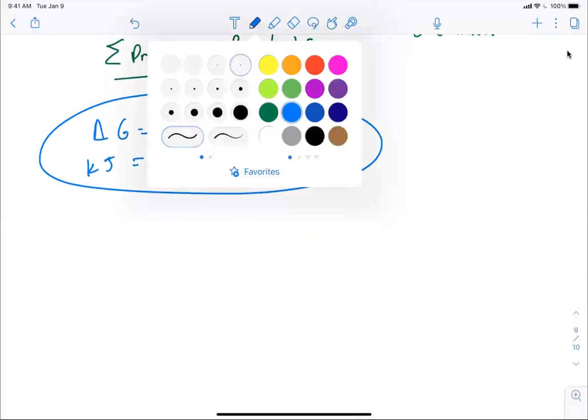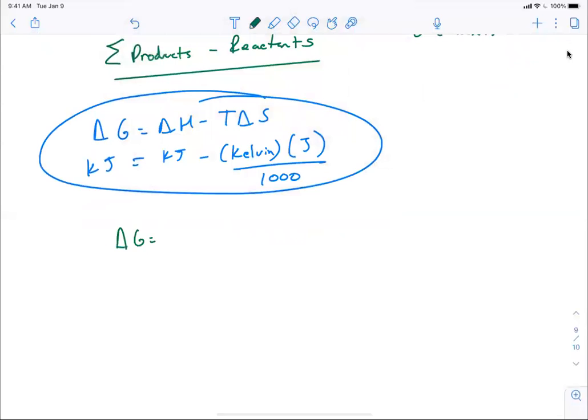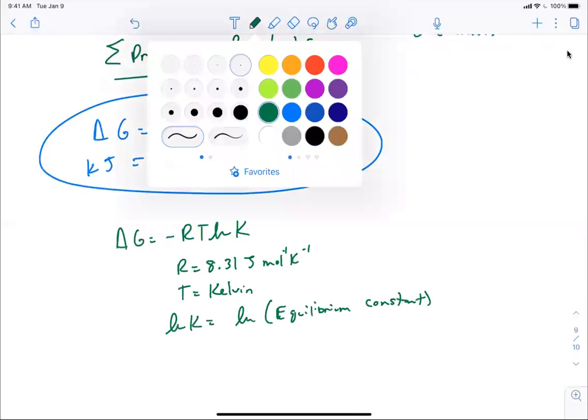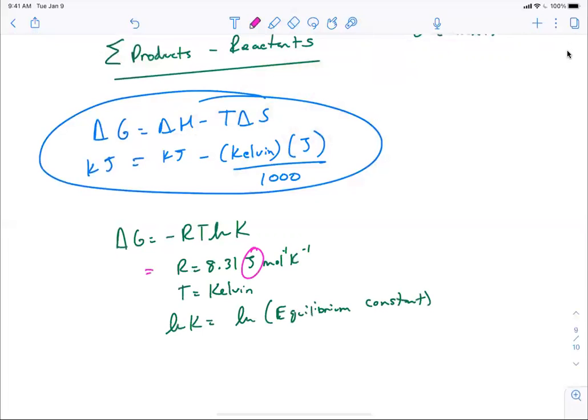Now, the one I forgot for topic 7 was delta G is equal to negative RT ln K, where again, it's more of a plug and chug equation where R is the gas law constant, T is the temperature in Kelvin, and natural log of K is natural log of the equilibrium constant. And you have to pay attention because again, R is in joules. So if you use this equation, delta G will be in joules instead of kilojoules.